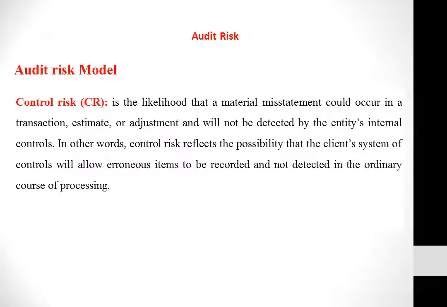The second component of the internal control of the audit risk model is control risk. Control risk means that the internal control system in the entity can't detect or correct the misstatements or material misstatements in the transactions. So there is a weakness in the internal control system.